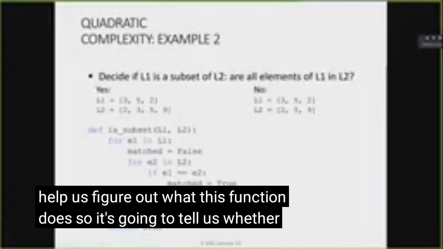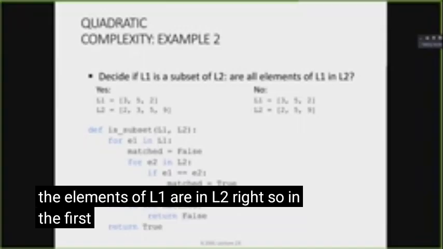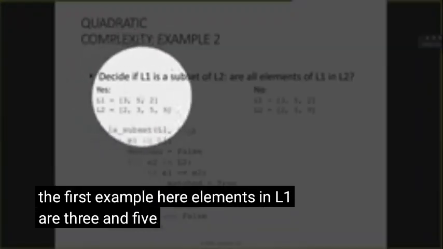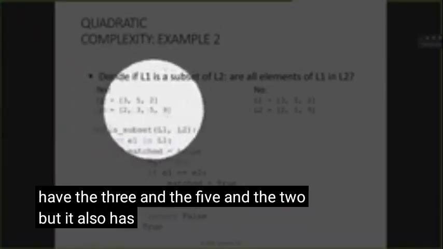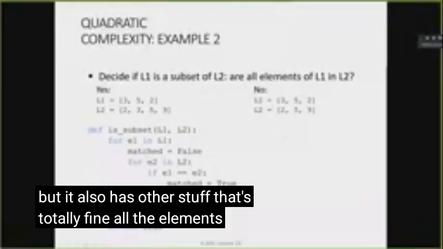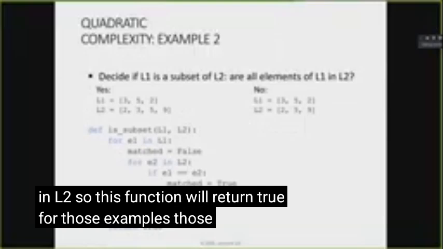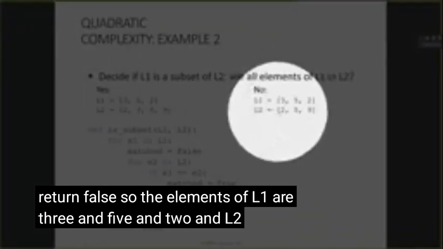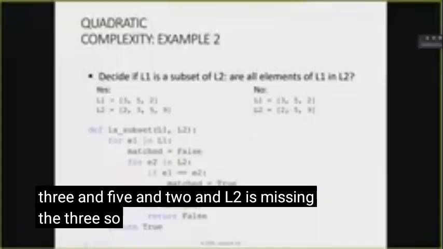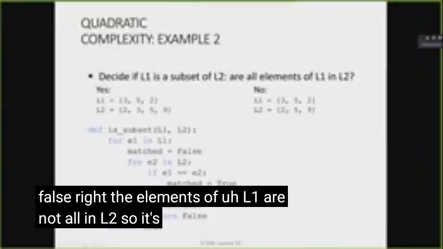So it's going to tell us whether the elements of L1 are in L2, right? So in the first example here, the elements in L1 are 3 and 5 and 2. And L2 does have the 3 and the 5 and the 2, but it also has other stuff. That's totally fine. All the elements in L1 are in L2. So this function will return true for those L1 and L2. And then here's an example where it will return false. The elements of L1 are 3 and 5 and 2, and L2 is missing the 3. So that one will return false, right? The elements of L1 are not all in L2, so it's not a subset.